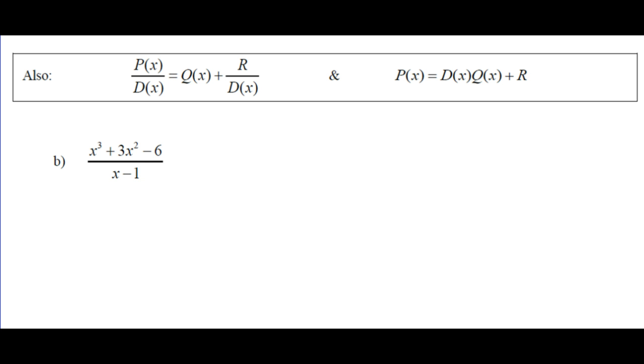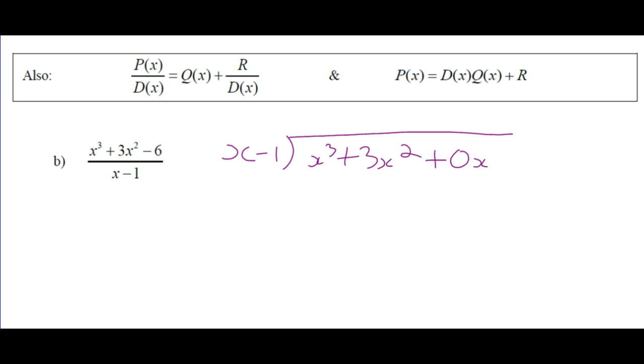Okay, shall we try one more? Let's. We have time, and then tomorrow we can relax a bit, or not. So I want to divide x minus 1 into x cubed plus 3x squared. Now I have a problem, right? I got no x term. But when I go on and multiplying, I end up with an x term. So I need a placeholder for the x. So I'm going to go plus no x's minus 6.